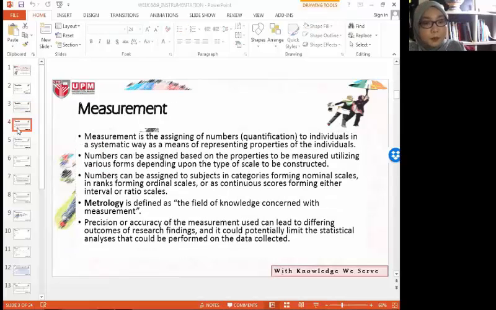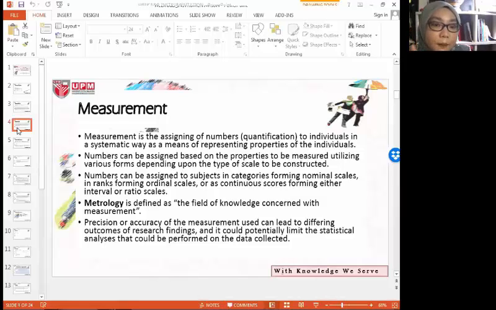Next is measurement. Measurement is related to the assigning of numbers, or quantification, to individuals in a systematic way as a means of representing properties of the individual. The numbers are assigned based on the properties to be measured, depending upon the type of scale to be constructed. Numbers can be assigned to subjects in categories forming nominal scales, in ranking form forming ordinal scales, or as continuous scores forming either interval or ratio scales.